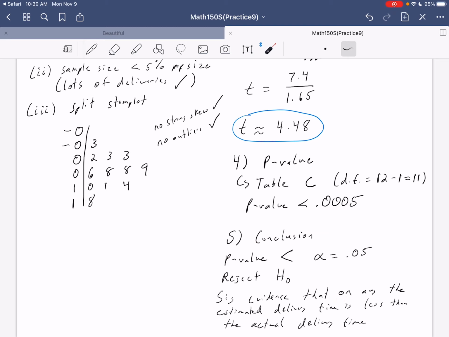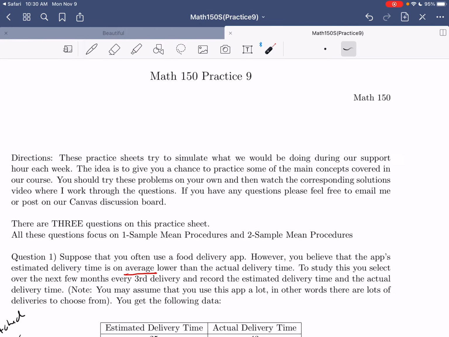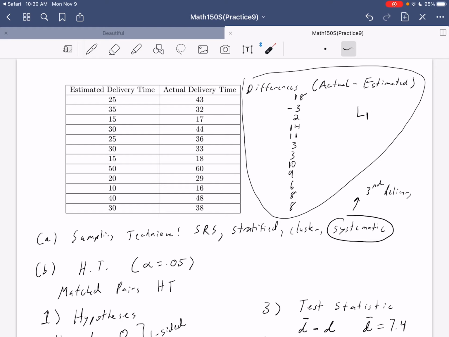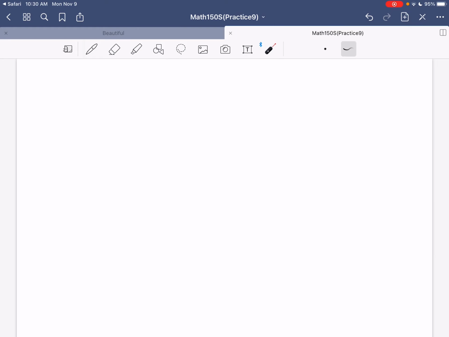Okay, so we've now detected that there is evidence that the average estimated delivery time is less than the actual delivery time. Let's follow it up with the last part of this, which is to estimate how big of a difference there actually is, right? Which is building the 95% confidence interval. So we'll give ourselves one more page. Now we want to do a 95% CI for the average difference.